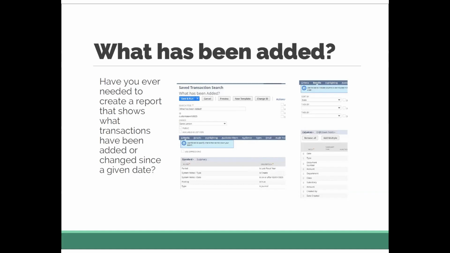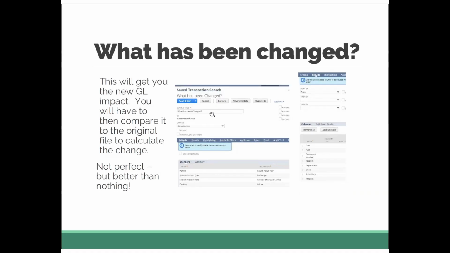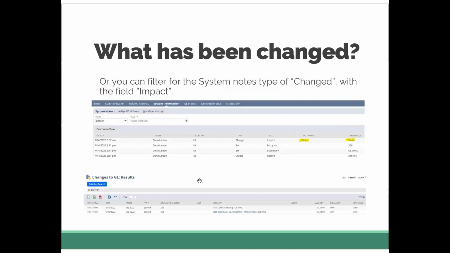You can also do what's been changed. It's not quite as easy. I have two ways. This one is a transaction search that's showing periods last fiscal year, but the type is change. What I didn't put on here is I should have put the field for the system note was the impact field, because you could have changed something that didn't have a GL impact. This is going to show you everything that got changed regardless of impact. But if I filter for the system note field of impact, then I'm going to get those. And I have that on the next one.